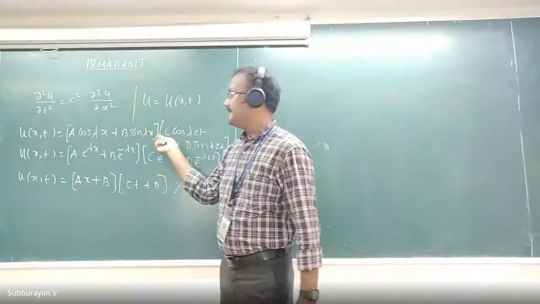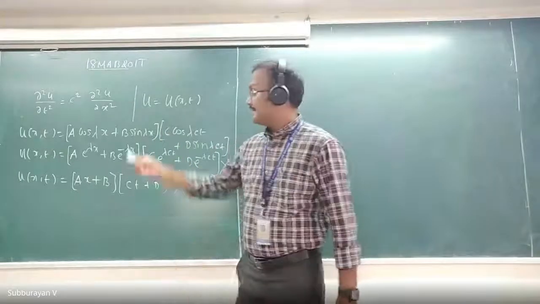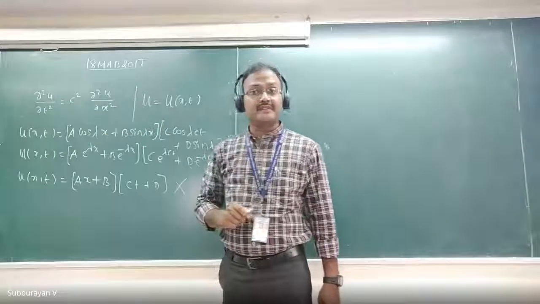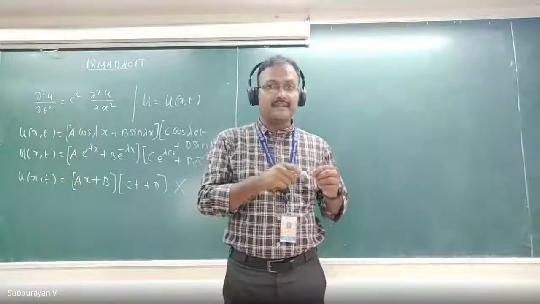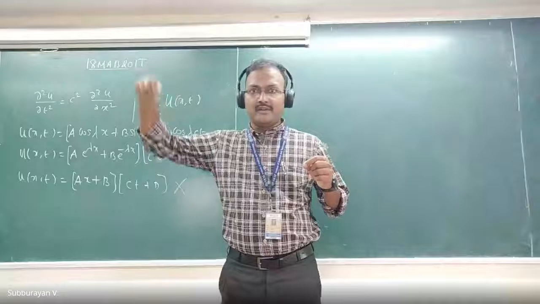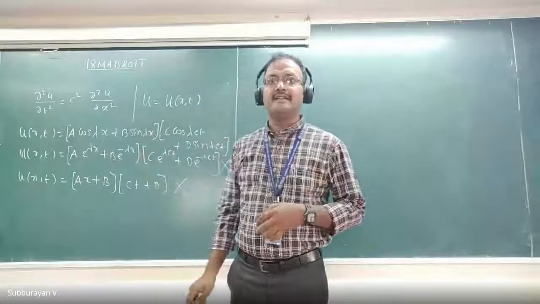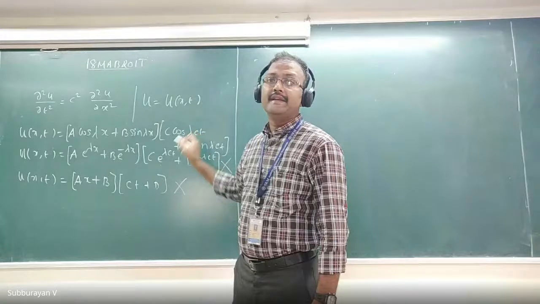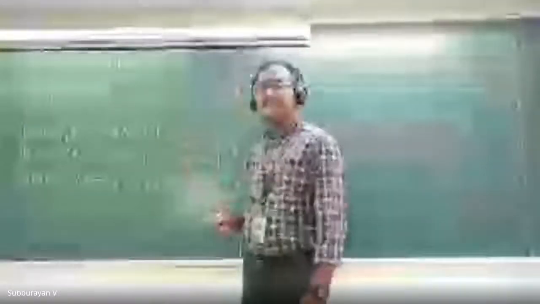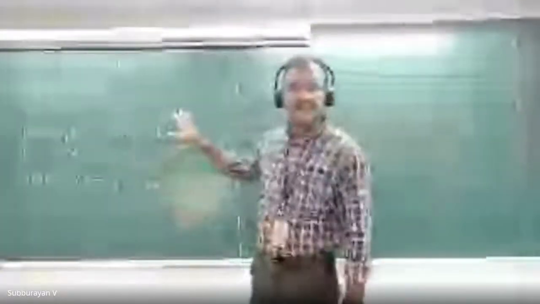Whereas, if I consider this as a solution, as we already know, the sine function and cosine function have oscillatory nature. If I draw the graph of the function, what will happen? It will show like this, like this. It has some oscillatory nature. Therefore, the suitable solution for such a problem is (A cos λx + B sin λx)(C cos λct + D sin λct). This is the suitable solution.